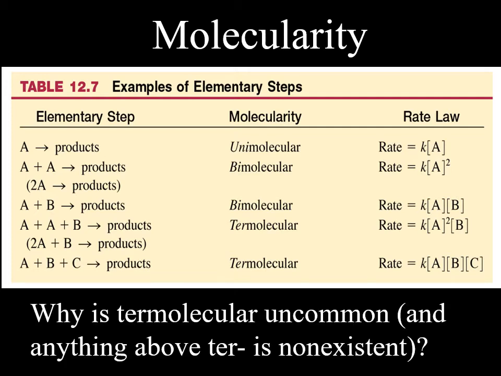Okay, why is termolecular uncommon and anything above ter is non-existent? So think about what termolecular is saying. It's saying 3 molecules, A, B, and C, all have to collide simultaneously, and they all have to collide in the correct orientation. Just think about the chances of that. They're very low. It just doesn't happen a lot. Now, if you're asking 4 molecules to collide simultaneously and all 4 of them be in exactly the right orientation, it's just not going to happen.